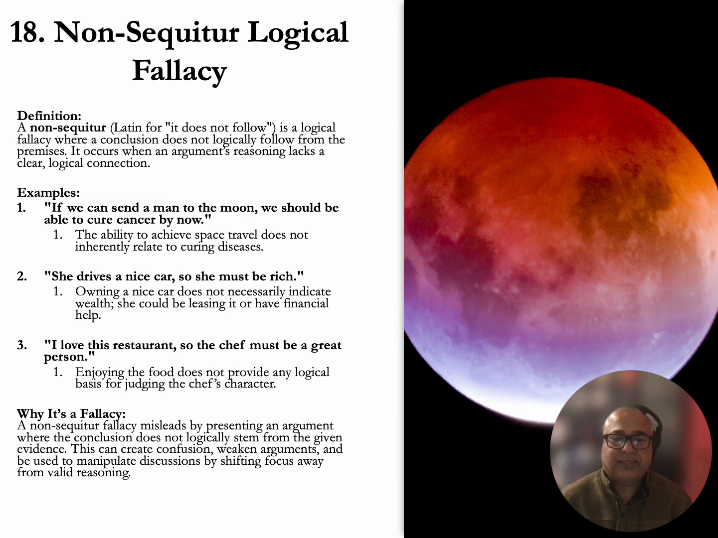If we can send a man to the moon, we should be able to cure cancer by now. No, the first proposition does not follow the second proposition. I'll give you one more example that will help you understand. Let me see. I say all linguists have long hair. Then I say to you, John is a linguist. Therefore, John has long hair. Therefore, John is a linguist. Right? It doesn't follow. That's a non sequitur.